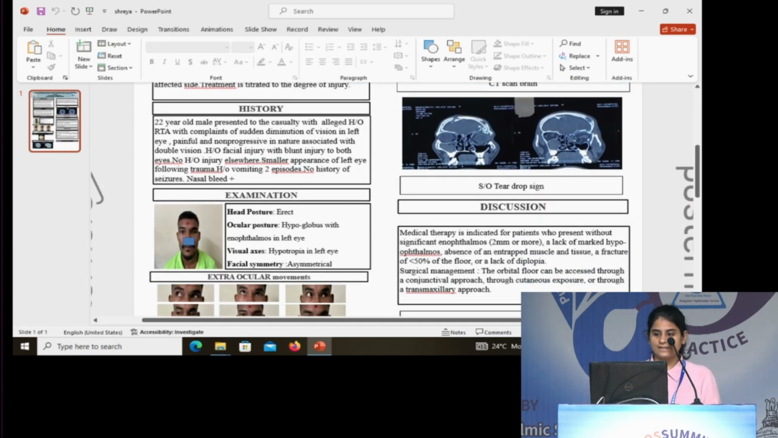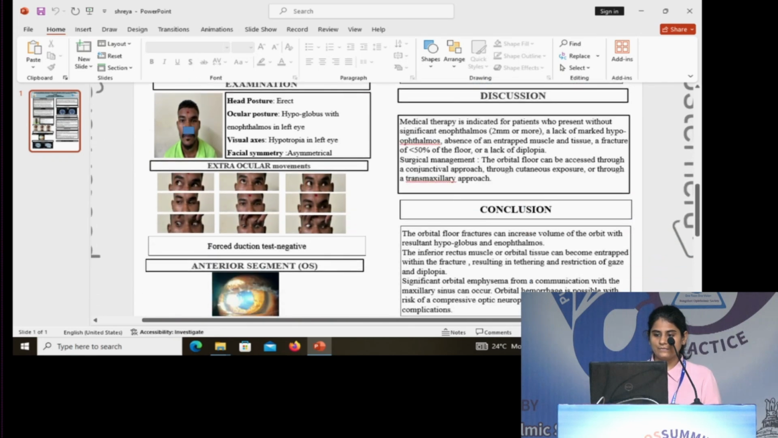Medical therapy is indicated for patients who present with enophthalmos of less than 2 mm, a lack of marked hypoglobus, absence of an entrapped muscle or tissue, a fracture of less than 50% of the floor, or a lack of diplopia. Surgical management is indicated otherwise. The floor can be accessed through a conjunctival approach, through cutaneous exposure, or through a transmaxillary approach.